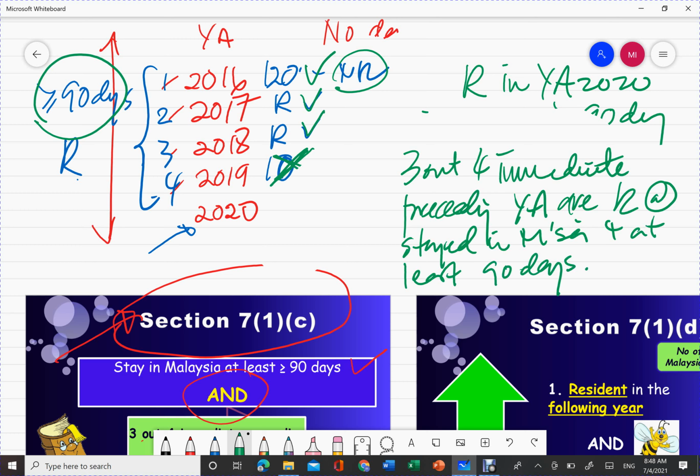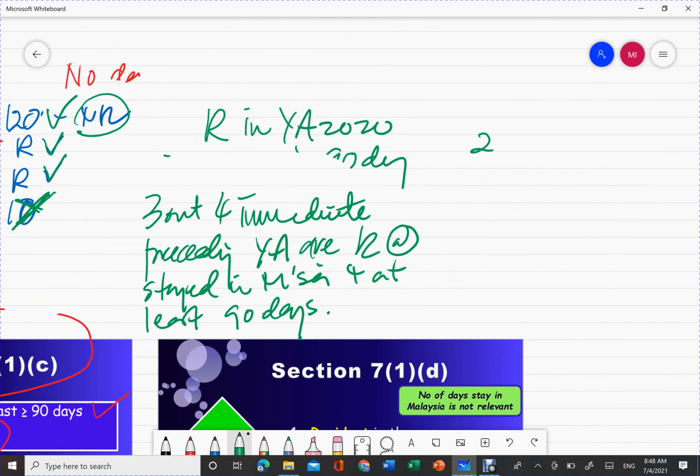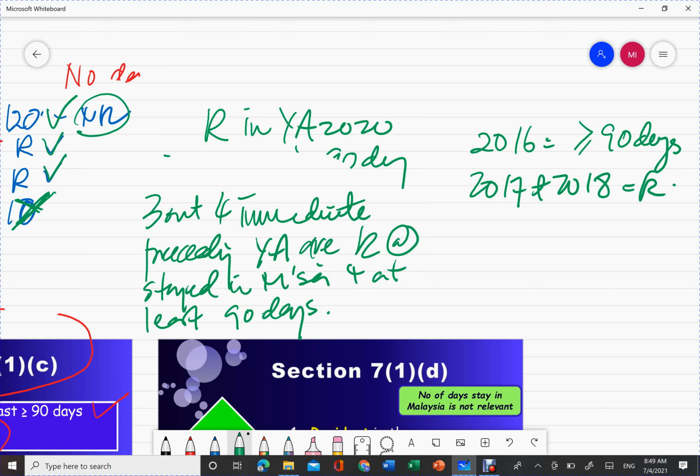Okay, untuk 2016 awak kena tulis dalam ni. Untuk 2016, for 2016 dia stay in Malaysia more than 90 days. Bukan more than 90 days, at least 90 days. Year 2017 dan 2018 dia sama dengan resident. You have to state the reason here.